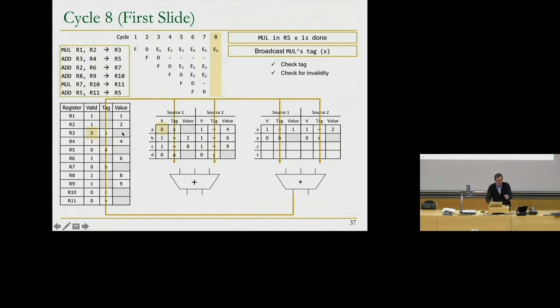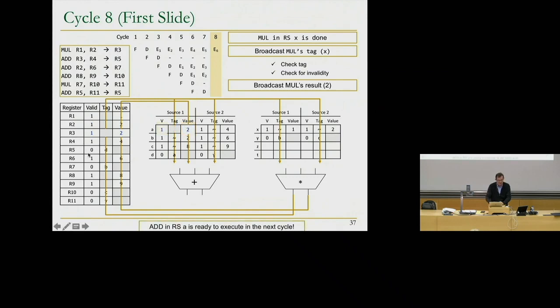So what happens is these locations compare the tag to the broadcast tag. If the tag matches, and if the val bit is 0, that means that they're really waiting for this value. So what they do is they capture the result, which is also broadcast, and become valid. Because they were waiting for that value, and they got it. And as a result, this instruction now can execute because its source register 1 is valid, and source register 2 is valid. So it's ready to execute in the next cycle. In the next cycle, this is going to go into the adder. Okay, this is the first slide.